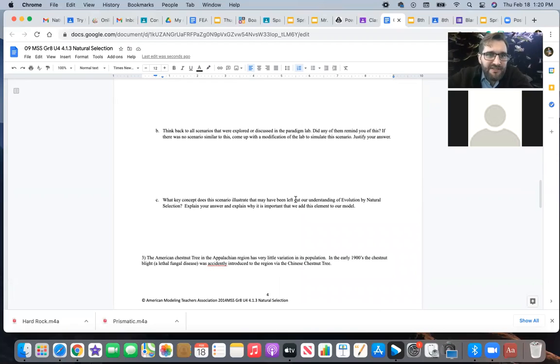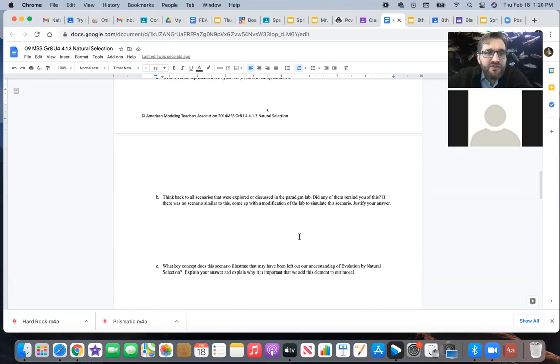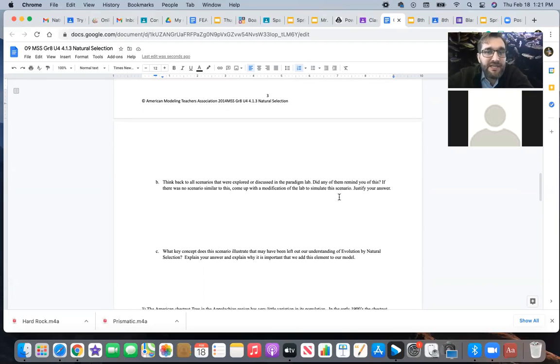B wants you to think back to all the scenarios that we explored or discussed during our Fit Fishes lab. Did any of them remind you of this scenario? Was there an example where we're saying, oh, that's kind of like this from the Fit Fishes lab? If there was no similar scenario, come up with a modification to the lab to simulate the scenario that we have there.